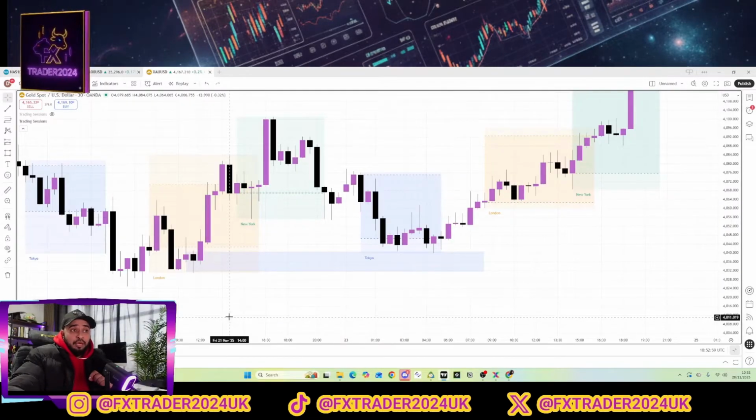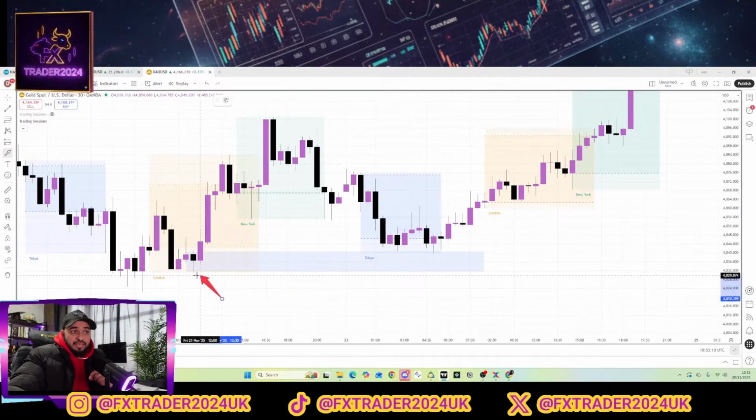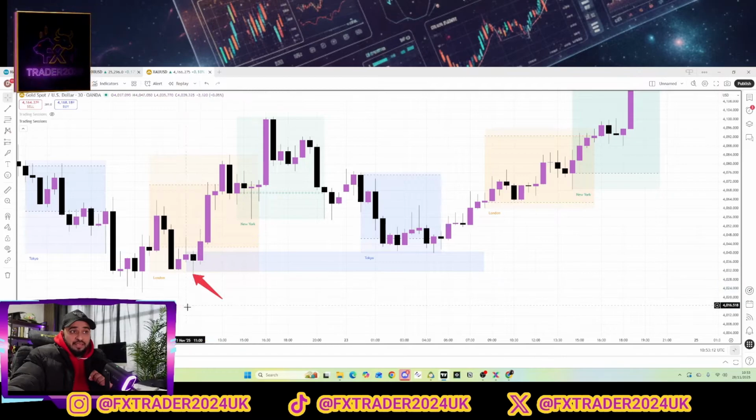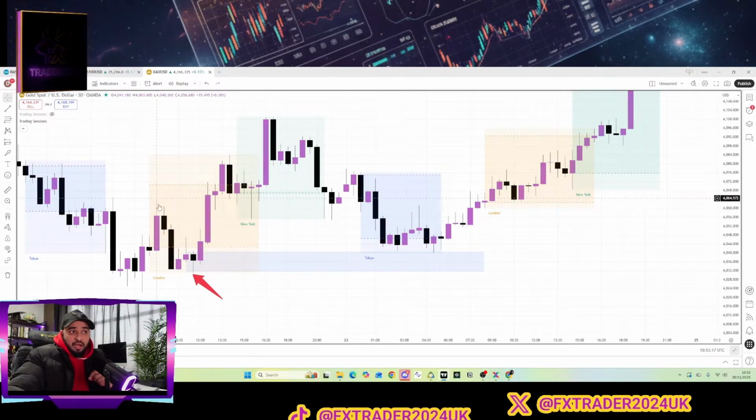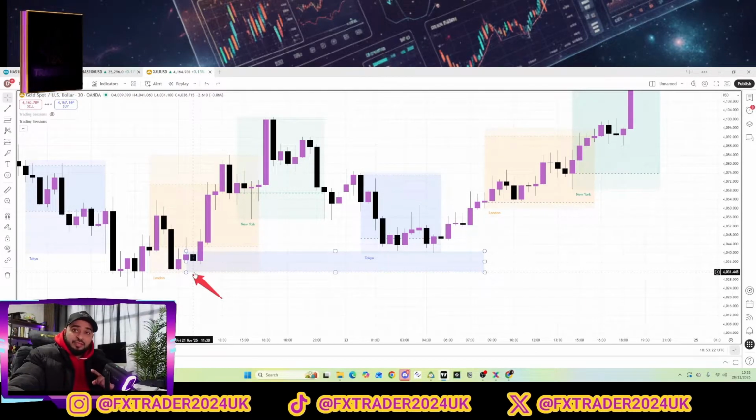And now if you look at a bullish order block, this would be the last candle in the opposite direction before the big push up from the swing high to the swing low. So that's rule number 1.